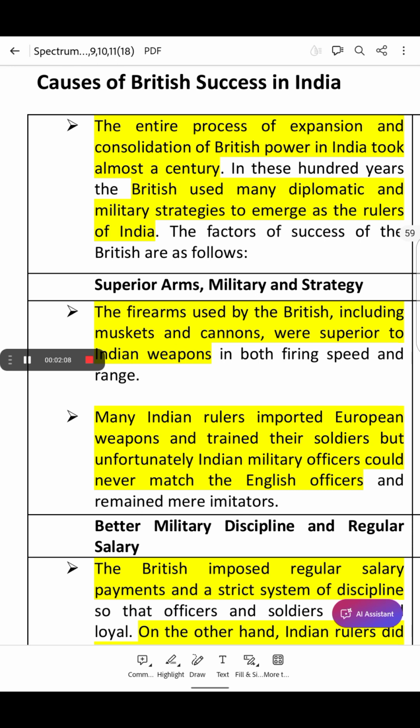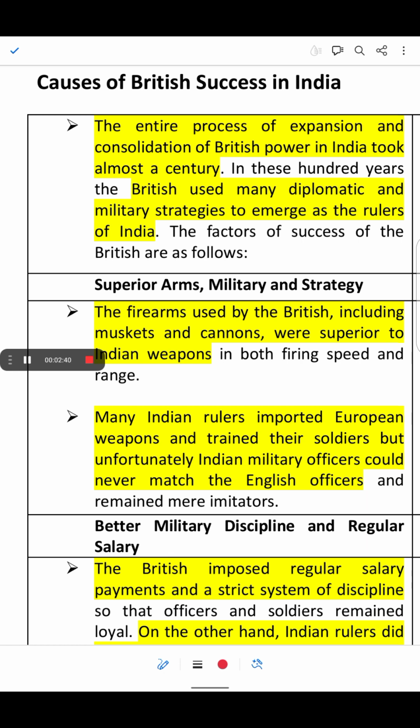Then the East India Company initially came to trade but gained huge wealth by monopolizing Indian resources and taxation. The British were also very skilled in forming alliances and signing treaties to gain territorial and political advantages. Their diplomatic behavior helped them to expand their territory. So let's start the class today.